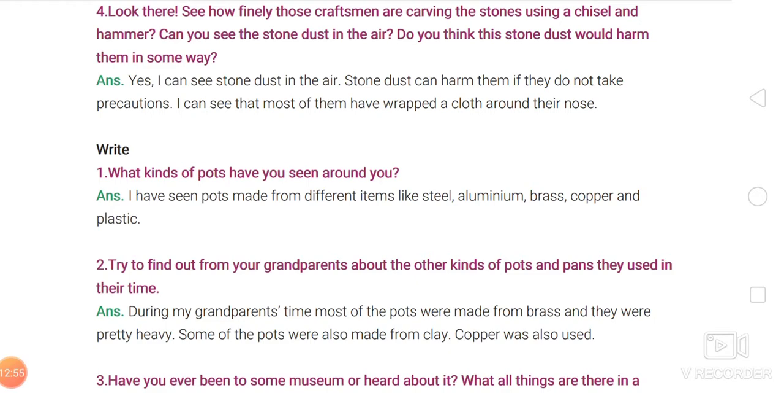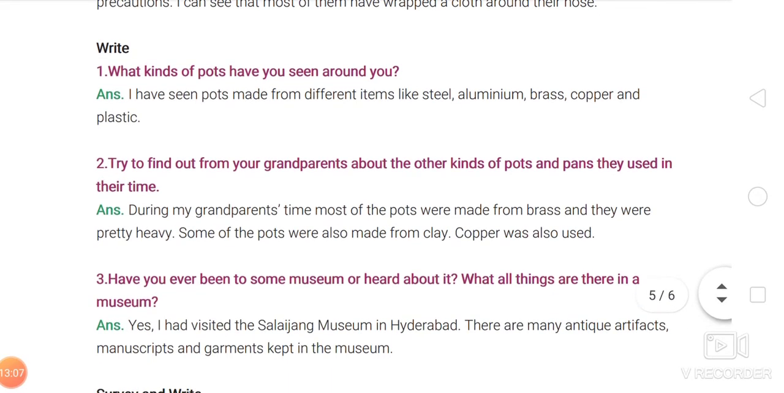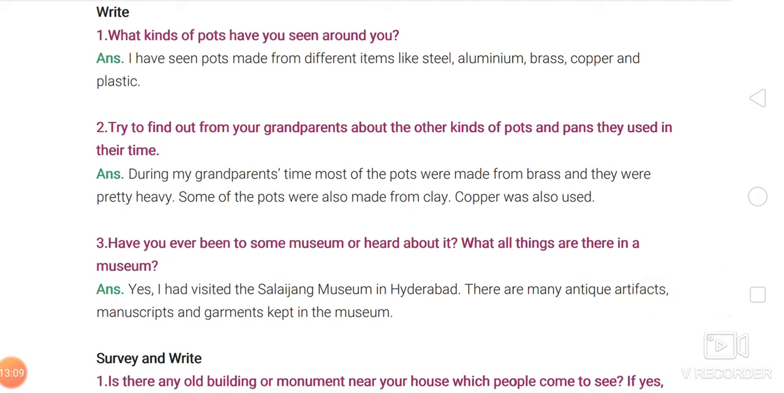Yes, I can see stone dust in the air. Stone dust can harm them if they do not take precautions. I can see that most of them have wrapped a cloth around their nose. Right. What kinds of pots have you seen around you?